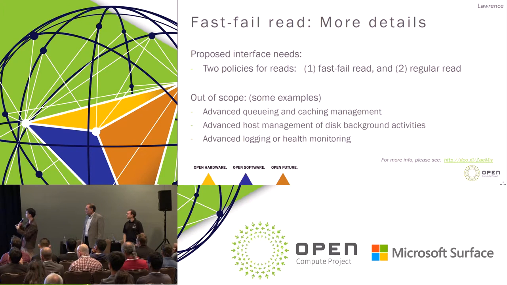And then the last one over here is along the same lines. If we have advanced logging or health monitoring, can we predictably know when the hard drive is going to become slow, and then potentially redirect the traffic somewhere else?